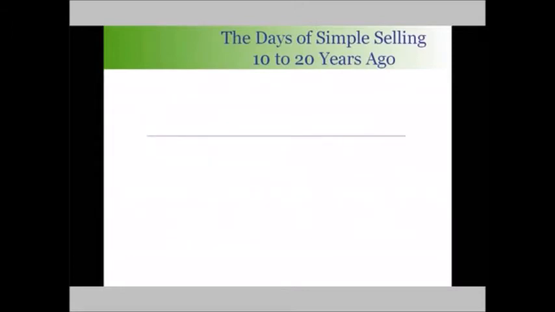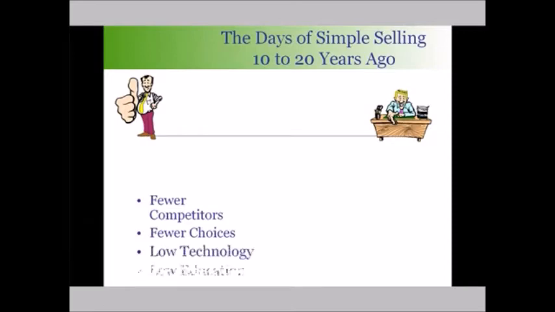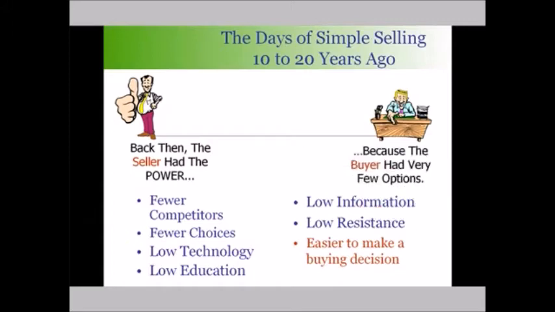So, the days of simple selling. We're going to talk about 10 to 20 years ago, how easy it was to sell. First, you had the seller, and you had the buyer. There were fewer competitors in almost every market. There were fewer choices, low technology, and low education needed to convince the buyer to buy what you're selling. They didn't require much information, and there was low resistance to buying because they needed what you sell, and it was easier to make a buying decision all around. Back then, the seller had the power, and the buyer had very few options.